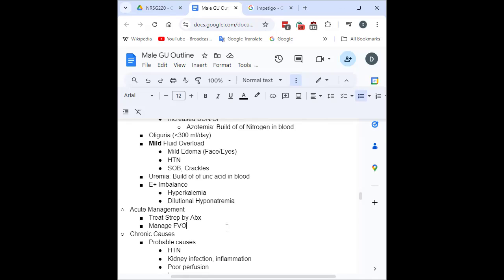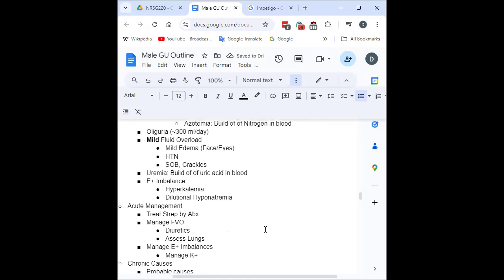Some of the things you can do is diuretics. You want to assess the lungs because the worst possible thing that could happen is having pulmonary edema and things like that. You also want to manage the electrolyte imbalances. So you want to manage potassium in particular because your potassium will be high.